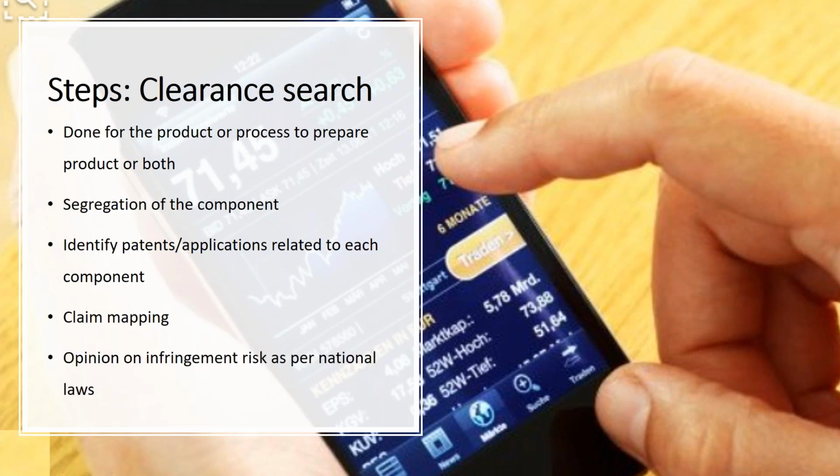And also, opinion on infringement risk should always be given as per national laws. Even though most of the countries today are TRIPS compliant, there may still be small variations with respect to the definition of infringement. And case laws may be different from one country to another country. So opinion on infringement risk should always be as per national laws, and it's a good idea to include some good case laws at the time of giving the opinion on infringement risk.